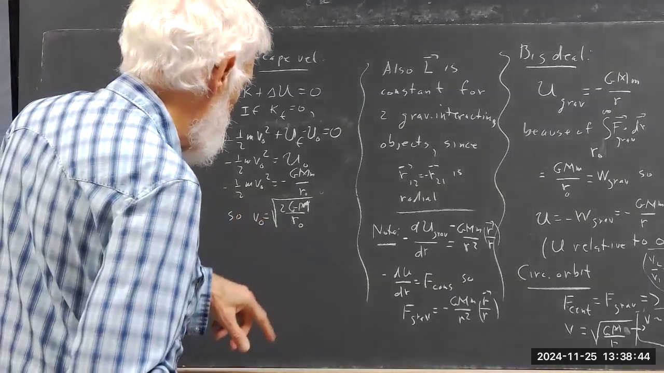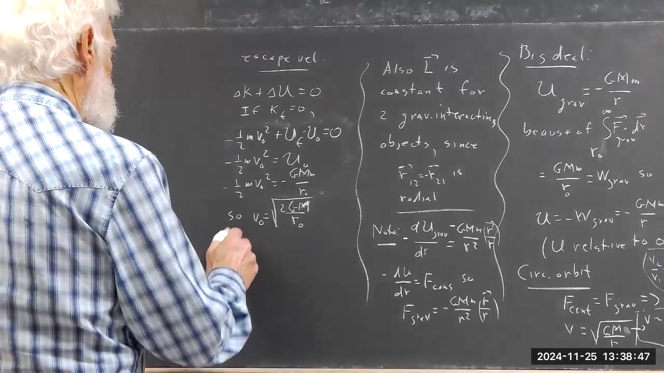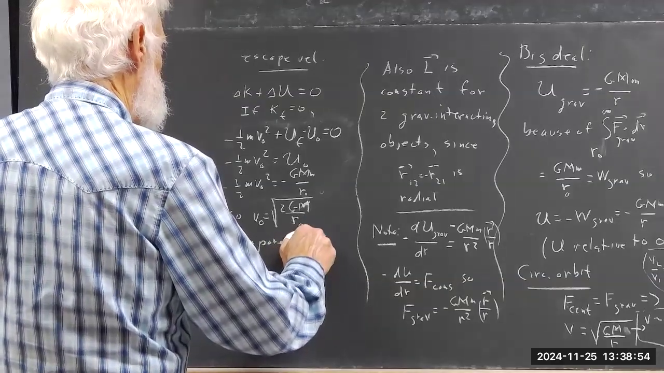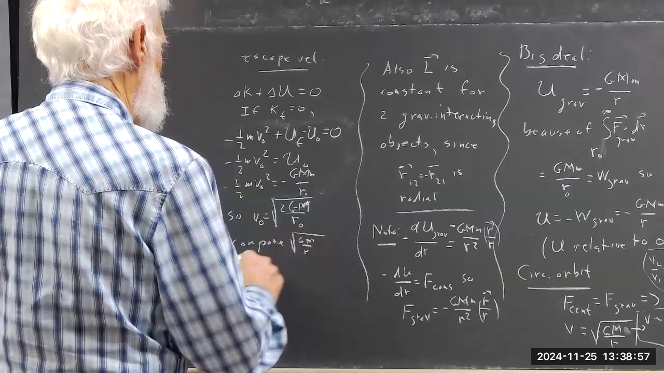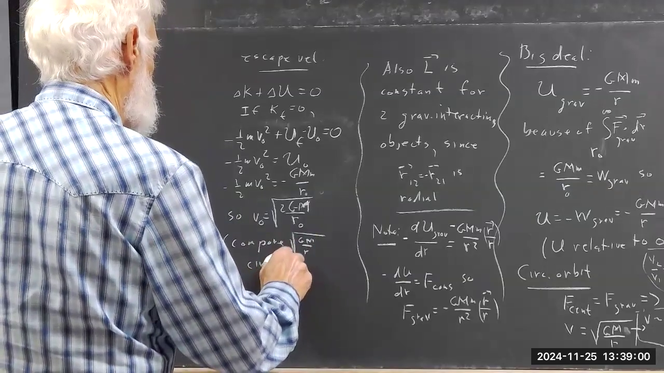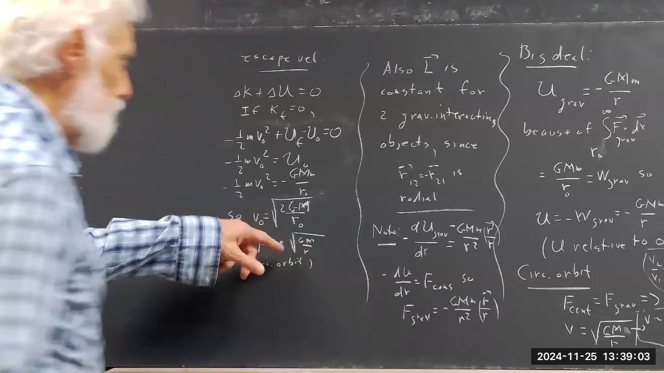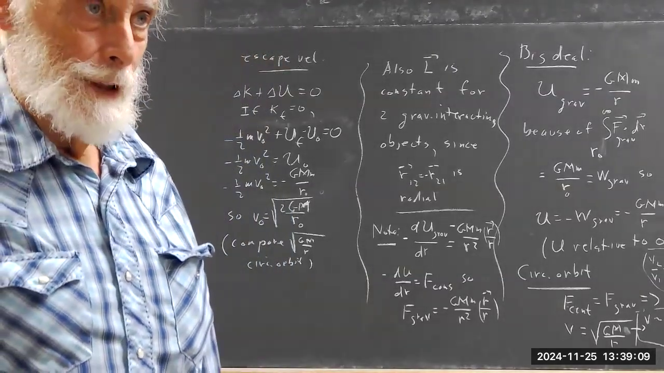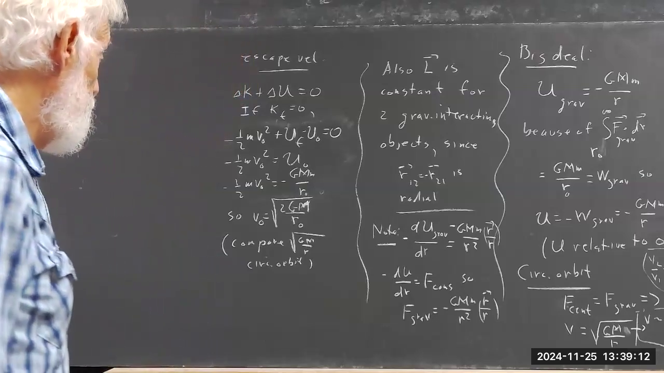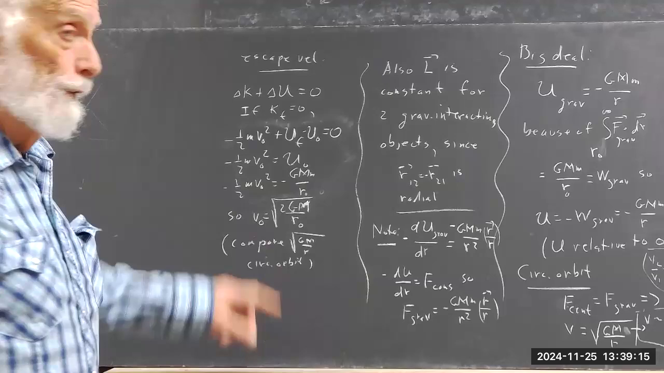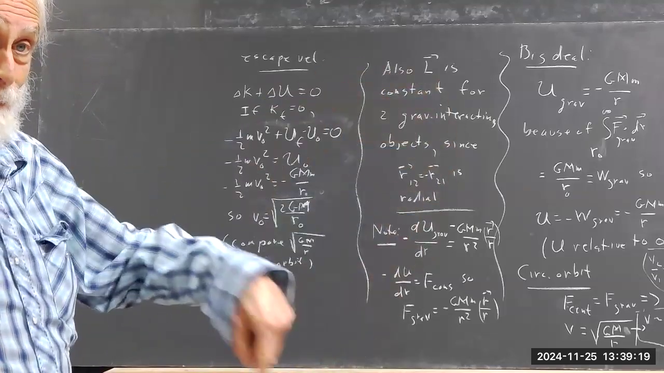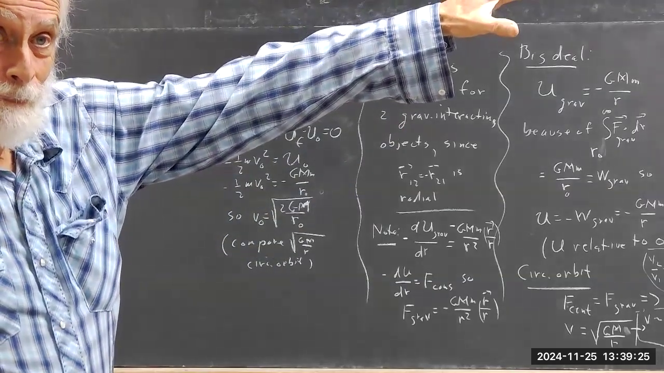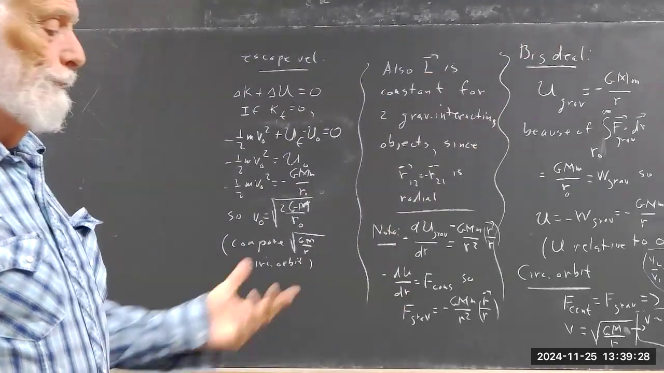So anyhow, here's your V naught. It's this. Compare that to the square root of GM over R for a circular orbit. You need the square root of 2 times the velocity of a circular orbit at distance R naught to leave forever. Never come back.